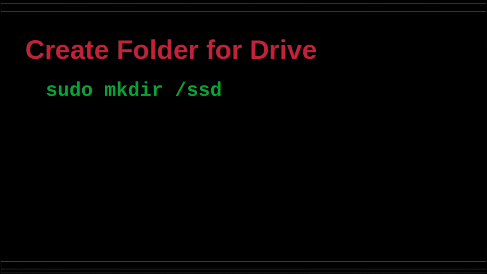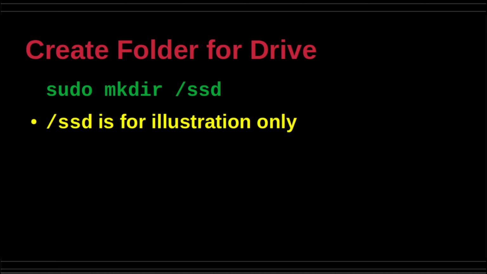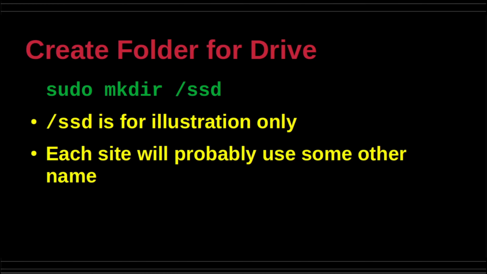Use the make directory mkdir command to create a folder that will reside on the newly created partition. The contents of the folder may have to be migrated from the primary partition in some cases. The folder name shown on this slide is for illustration only.